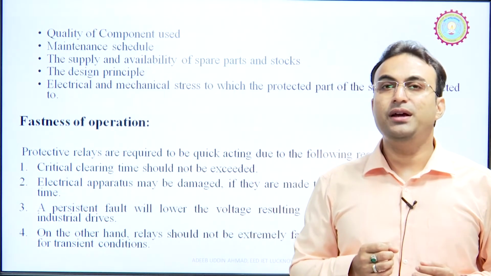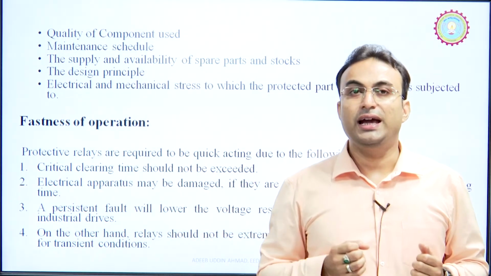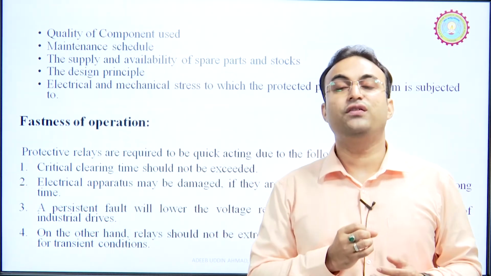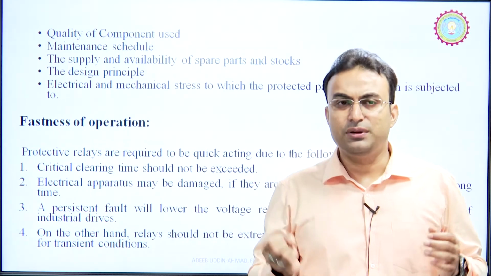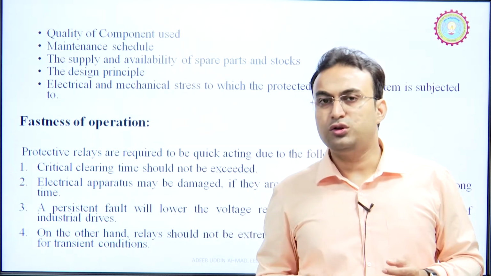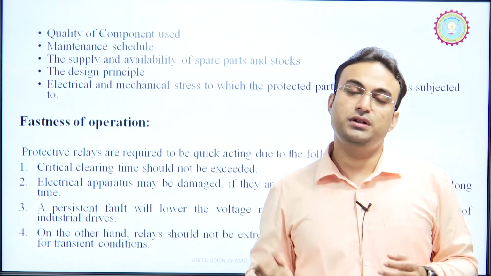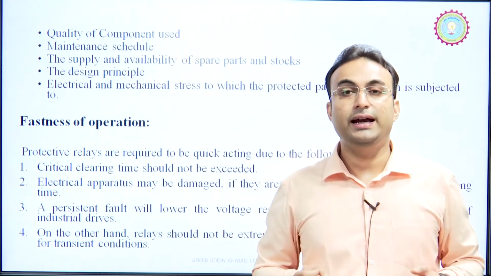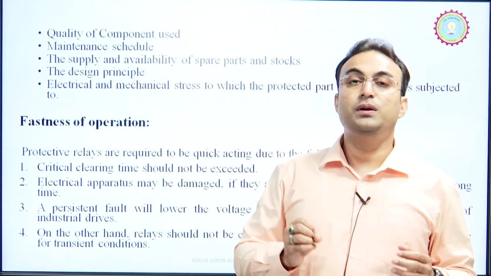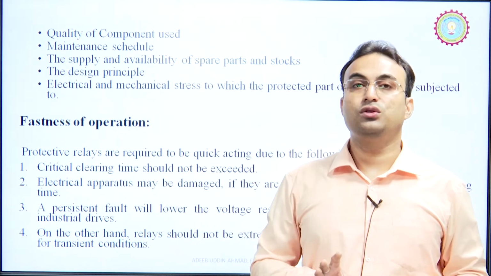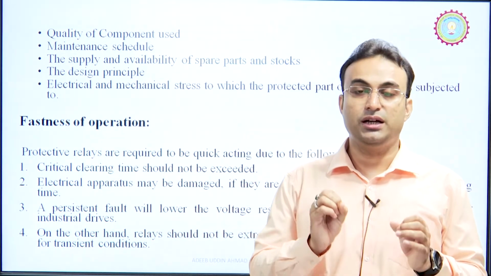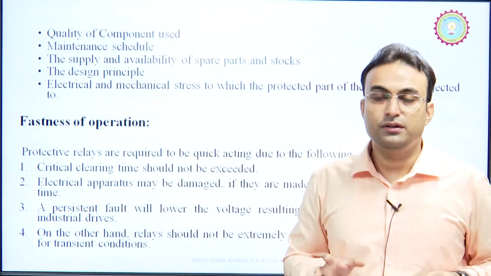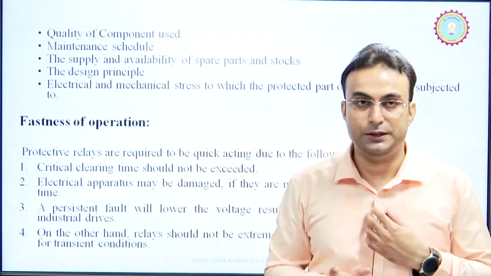Electrical apparatus may be damaged if there is a fault and this high value of current persists for a long time. Suppose we have some transient, these transients also make problems in the system, but the high value of current will permanently damage the whole system. So this high value of current must be interrupted with the help of a circuit breaker or a relaying system. So fastness of operation is very important.